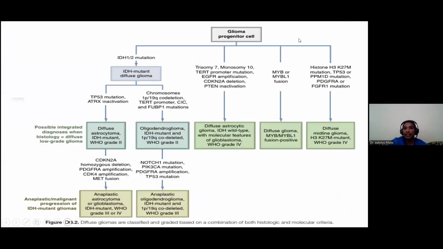This is the flowchart in order to diagnose the low-grade glioma. For low-grade glioma, we consider, of course, the IDH1 and 2 mutation, the TP53 mutation, and ATRX inactivation. For grade 2 glioma and for oligodendroglioma, the chromosome 1p19q codeletion, TERT promoter, CIC, and FUBP1 mutation.